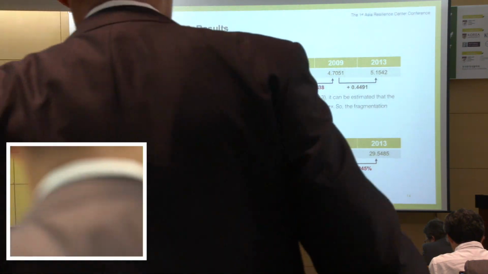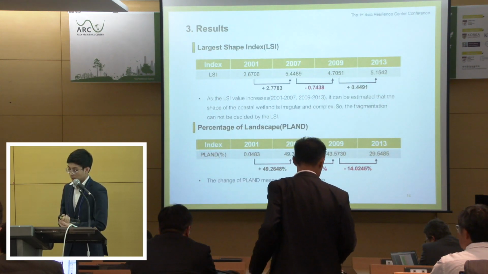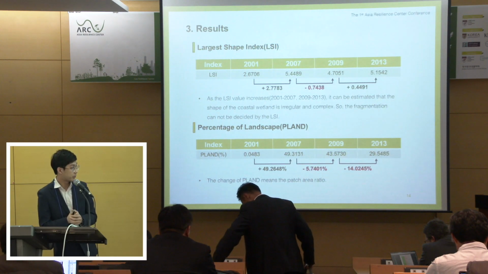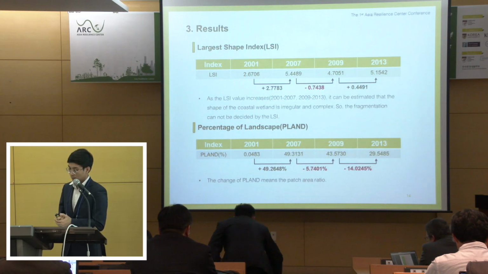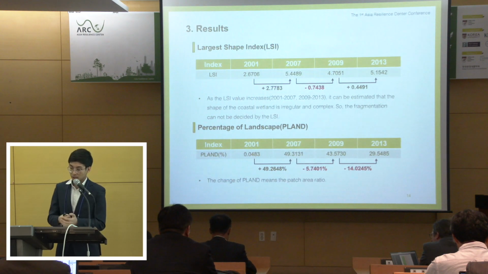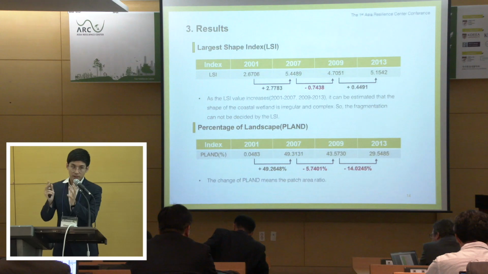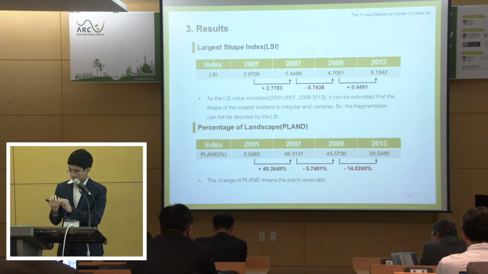This index increases and decreases repeatedly. Next, first is percent of landscape, called PLAND. This means the patch area ratio in a specific size. After 2007, the percent of landscape decreased continuously. This means that in the landscape, the patch size becomes smaller over time.